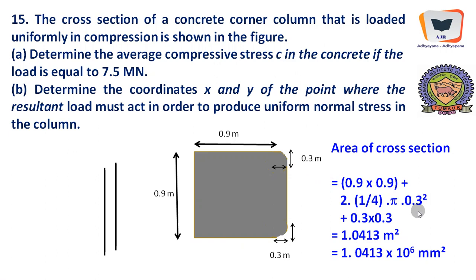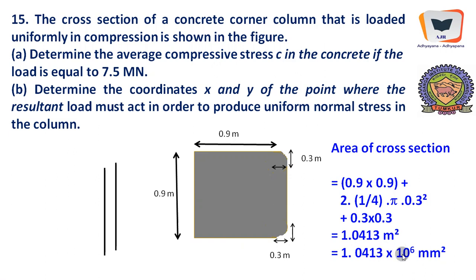R is 0.3 meters. And the small square that comes over here, that is 0.3 into 0.3, because this particular cross section is made out of a big square measuring 0.9 by 0.9, 2 quadrants of circles, and one small square which is hidden in between, sandwiched between these 2 quadrants of circles, 0.3 into 0.3. So that gives us the area of cross section to be 1.0413 meters square.